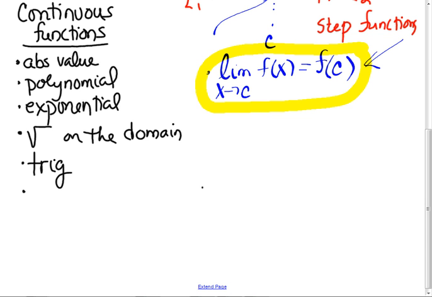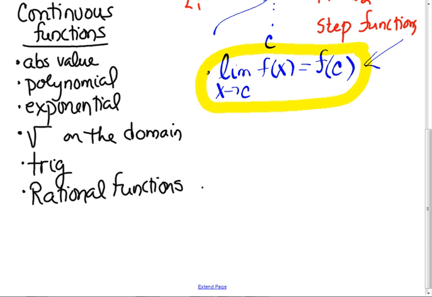The other word that you may not think of is rational. And by the way, this is a theorem. So if you were on the exam and they asked you if the function was continuous and it was an absolute value, you can just say absolute value functions are continuous. We all have agreed that they are continuous. You don't have to prove it. So you could use any one of these.